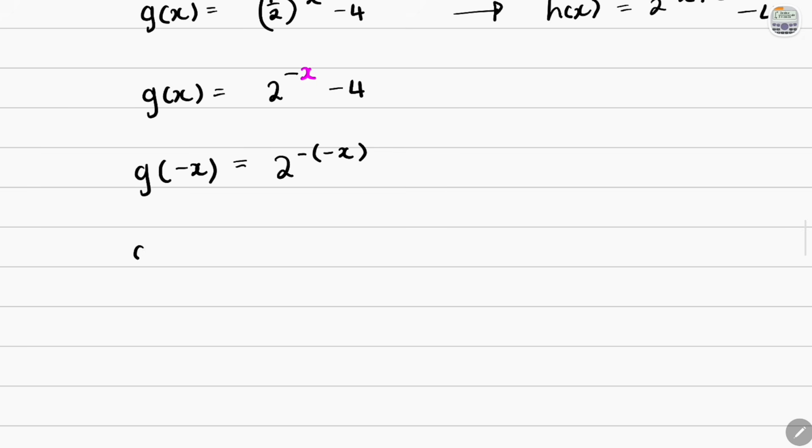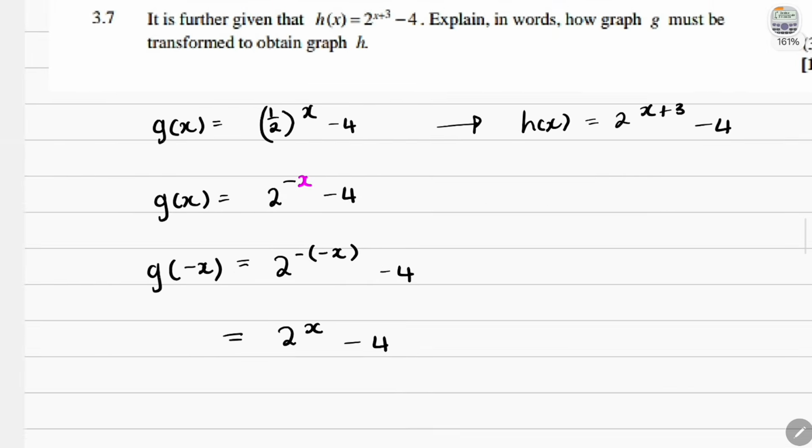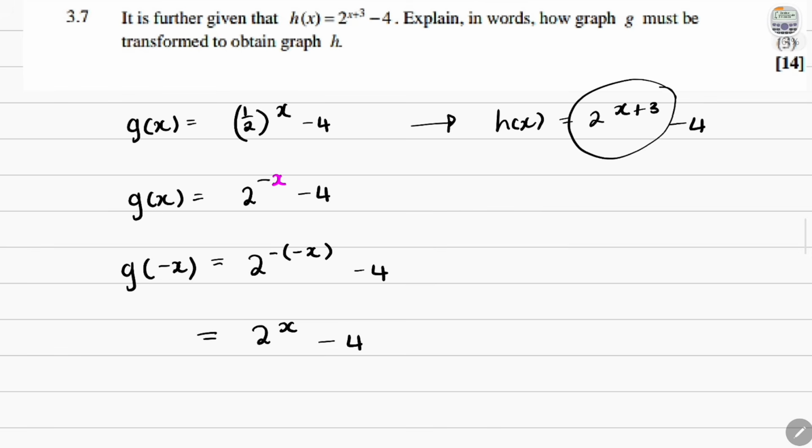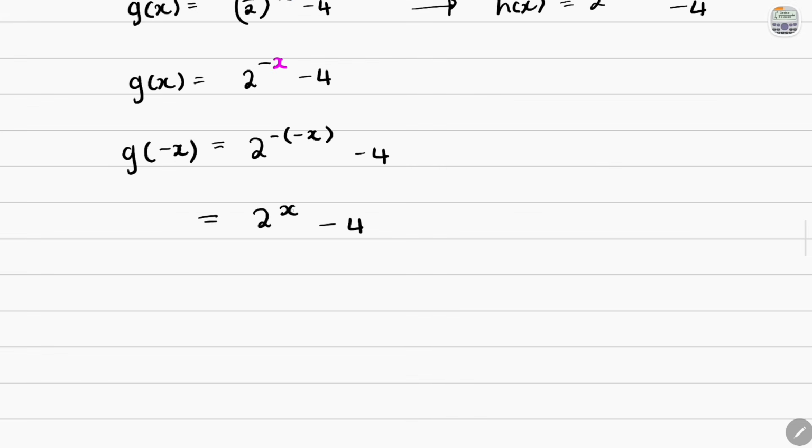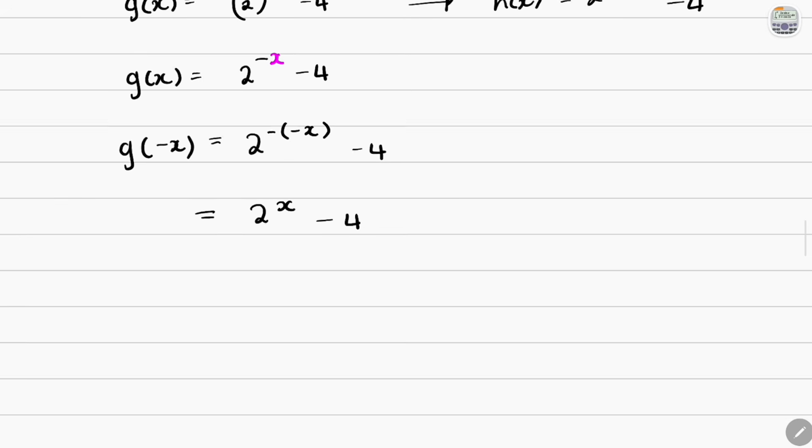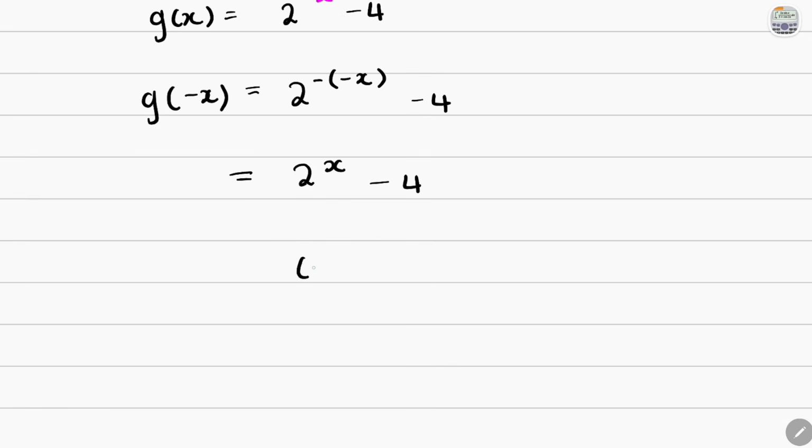So let me just rewrite. It's just saying 2 to the power of positive x. And then, of course, we still have the minus 4. So now what is the next step to get it to look like that? You see that a 3 has been added to the x. And in this case, it's simple to do that because we just have x here. So in place of x, we are just going to substitute x plus 3.